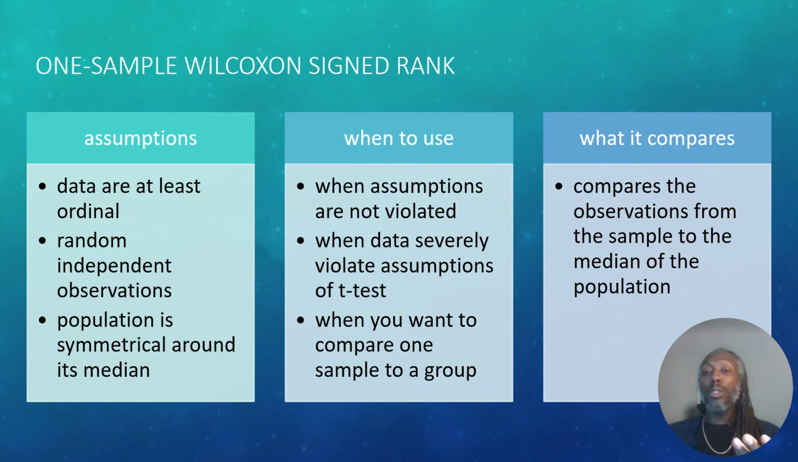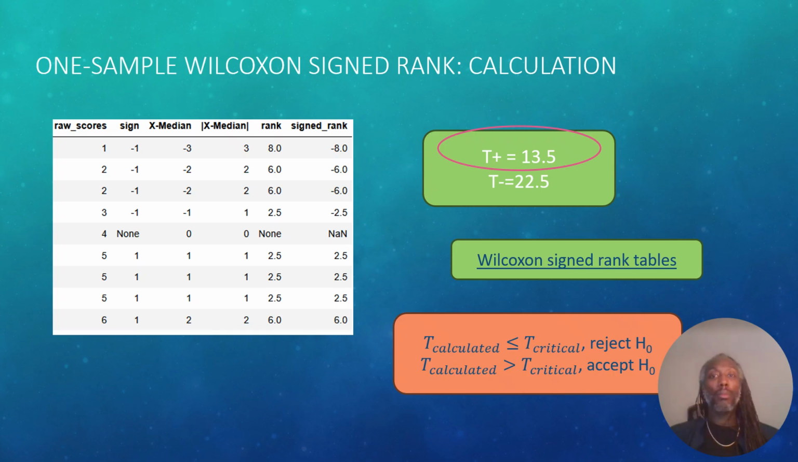And remember, medians are far less susceptible to things like outliers. So if you have outliers in your data and you couldn't use your t-test, part of the reason is that the outliers have an outsized effect on the mean. But those outliers are virtually ignored by the median. So the Wilcoxon Signed Rank test still makes sense. All right, so we're going to compare those observations in the sample to the median of the population, and we're going to generate a table that looks sort of like this.